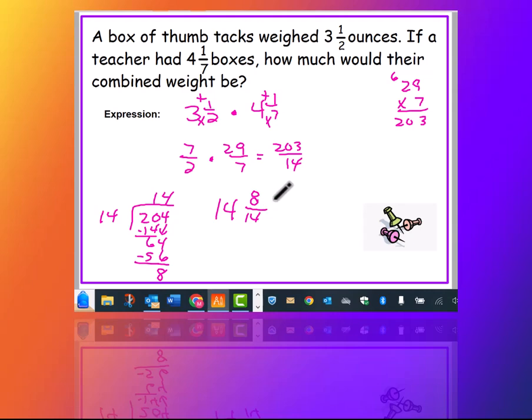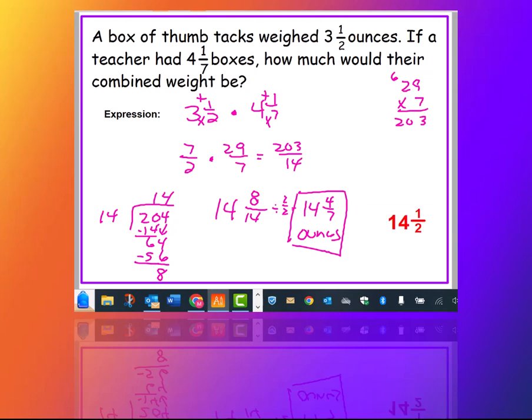So we have 14 and 8/14. Okay, now we can simplify this, and we can divide by 2. So it's going to be 14 and 4/7. 14 and 4/7 ounces. Because you need to make sure you have some kind of label on it. Let's check. Oh, 14 and 1/2. I did something wrong. Let's see here.